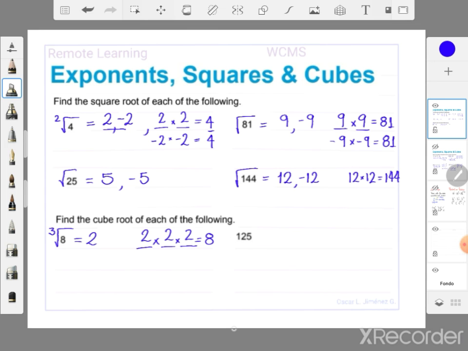Now finally, what is the cube root of 125? We need to find a number, and if you multiply this number by itself 3 times, you're going to have 125. Let me help you. The number is 5, because 5 times 5 equals 25, and 25 times 5 equals 125. So the answer right here is just the number 5.